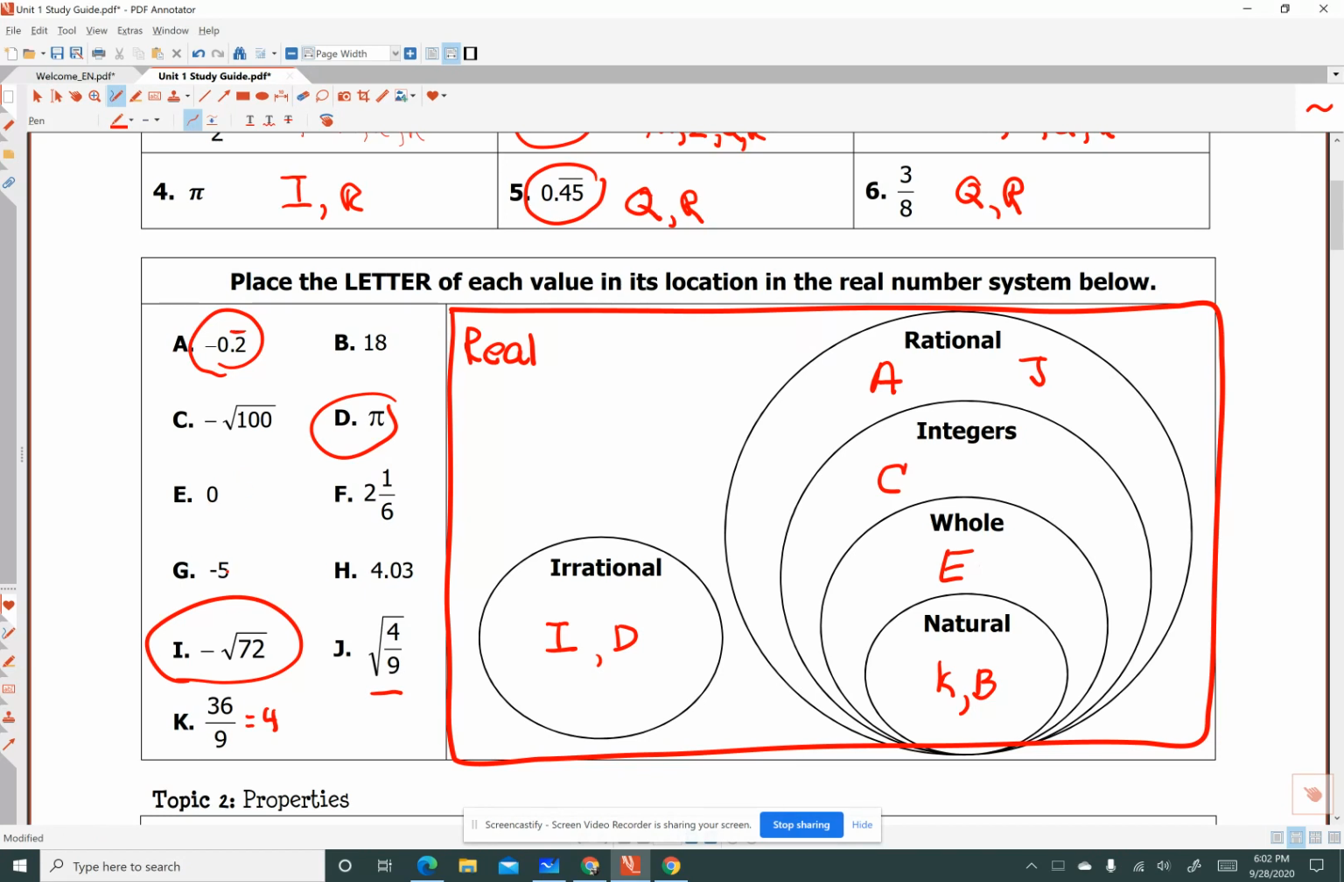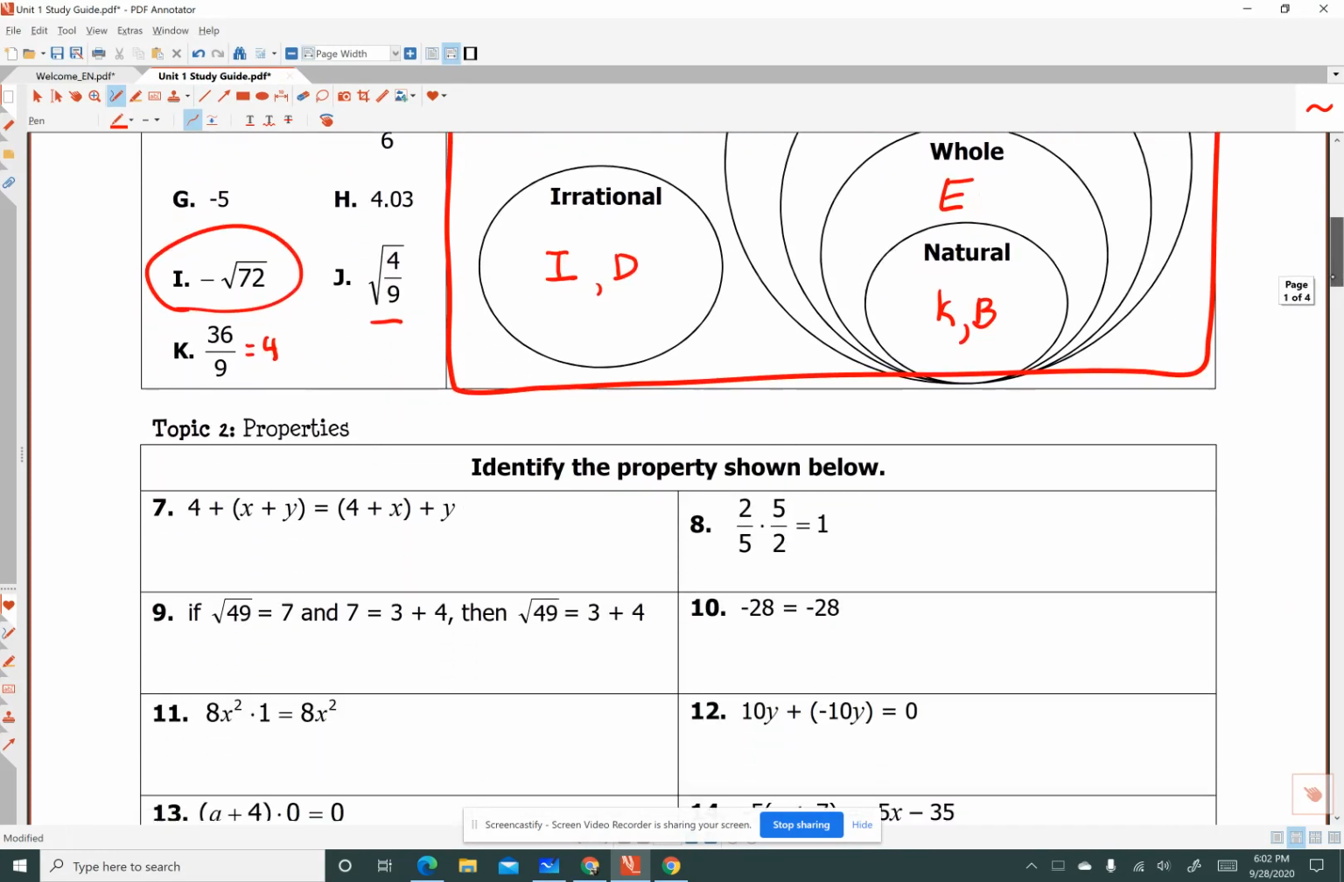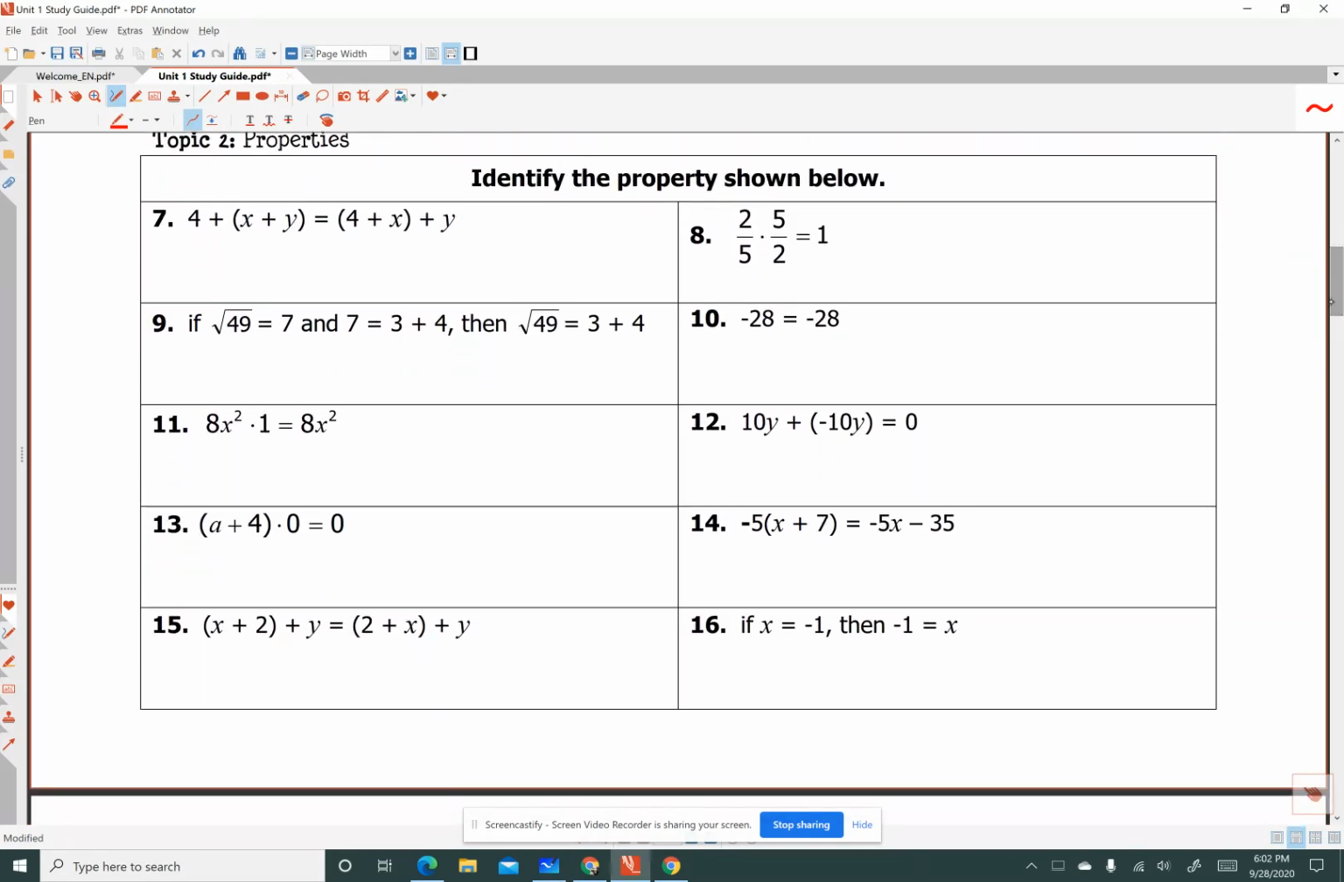So what haven't we done? G is an integer, -5. And F is a rational number. And H is a rational number. I think that takes care of all of them. So use the chart in the handout section of Teams.